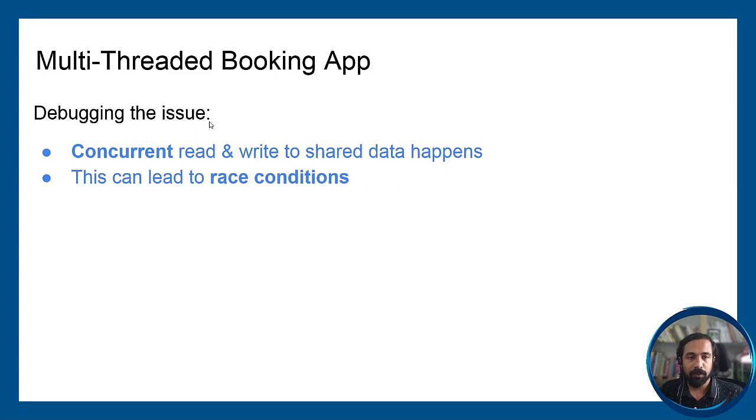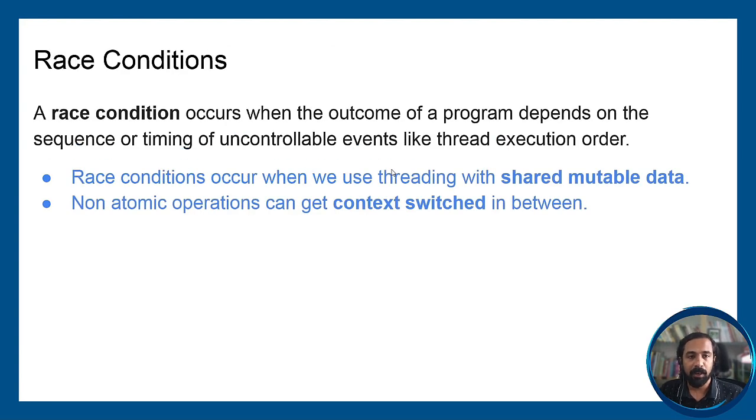The issue is because we have our total number of seats stored in a variable and concurrent read and write to this shared variable happens during execution. So this leads to something called race conditions. Now let's see what race conditions are. A race condition occurs when the outcome of a program depends on the sequence or timing of uncontrollable events. In our case, it's the thread execution order.